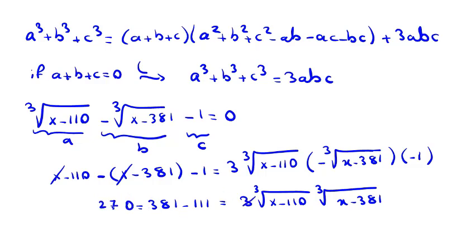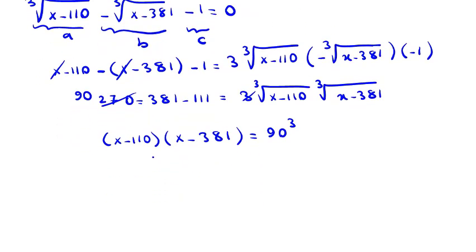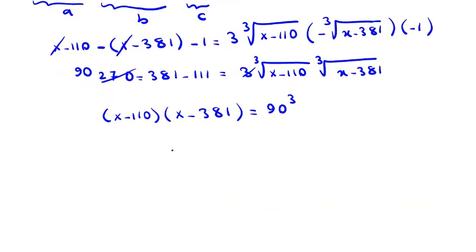You can cancel, divide both sides by 390. And then we can conclude x minus 110 times x minus 381 equals 90 cubed. Now, the problem says what? Find the sum of all. Always pay attention. The problem wants what? We don't need to find x. We want to find the sum of all the solutions to this equation.